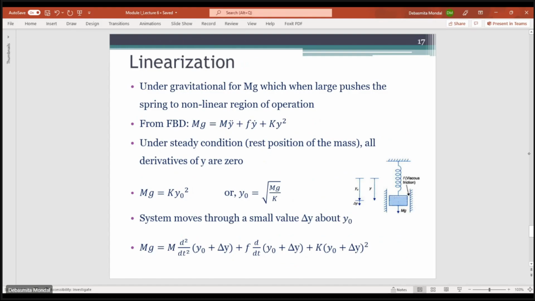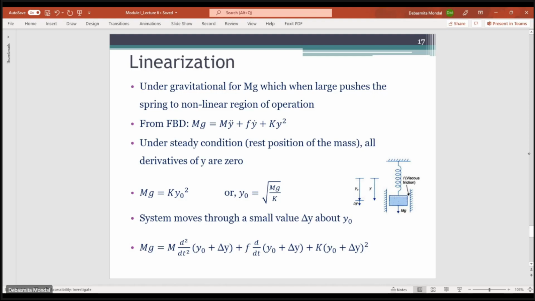Okay, so now from this nonlinear range, let's say we are considering a spring mass system like this. The gravitational force is going downwards, and the expansion is also in the downward direction. So if you draw the free body diagram and write the expression for this nonlinear spring, you will end up with this equation.